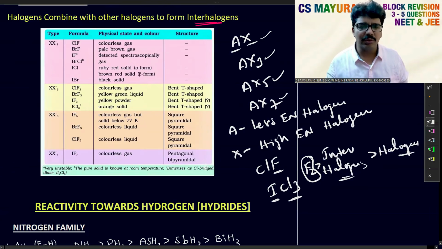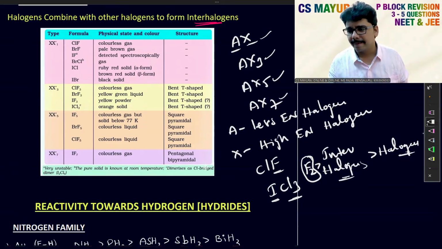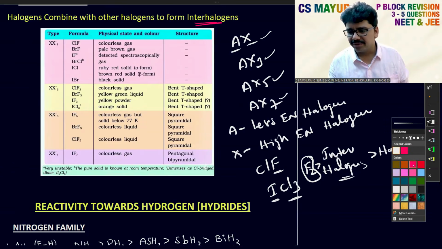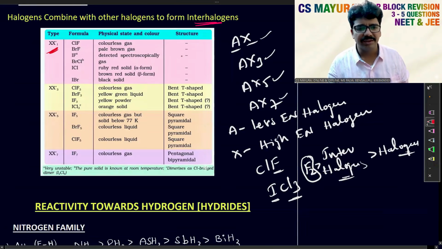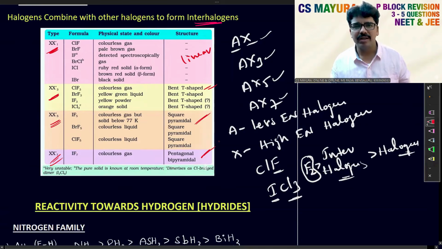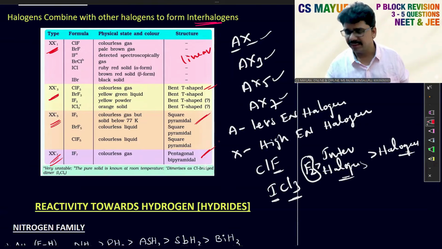Now if we come to geometry, AX type interhalogens have linear geometry. All these are linear molecules. AX3 type is T shape: ClF3, BrF3, IF3. AX5 is square pyramidal, and AX7 is pentagonal bipyramidal. So hybridization, lone pairs and geometry are important in the case of these interhalogens.